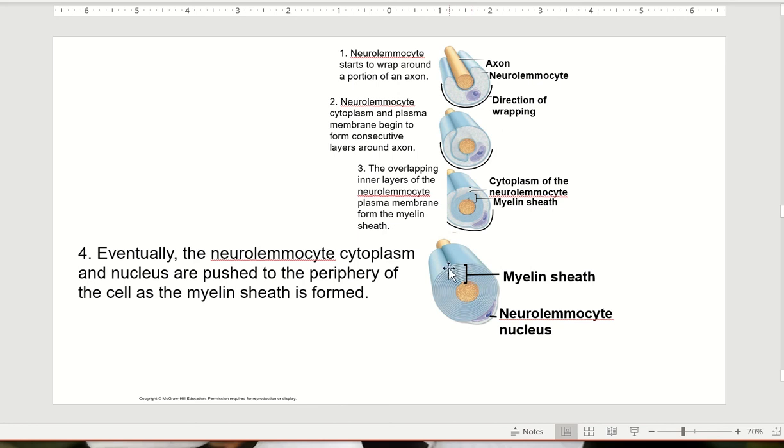And you remember, of course, that the plasma membrane is made up of phospholipids. So this is basically just a layer of fat, which provides excellent insulation. It also means that when we look at areas of the body that have lots of myelin, the tissue looks white.